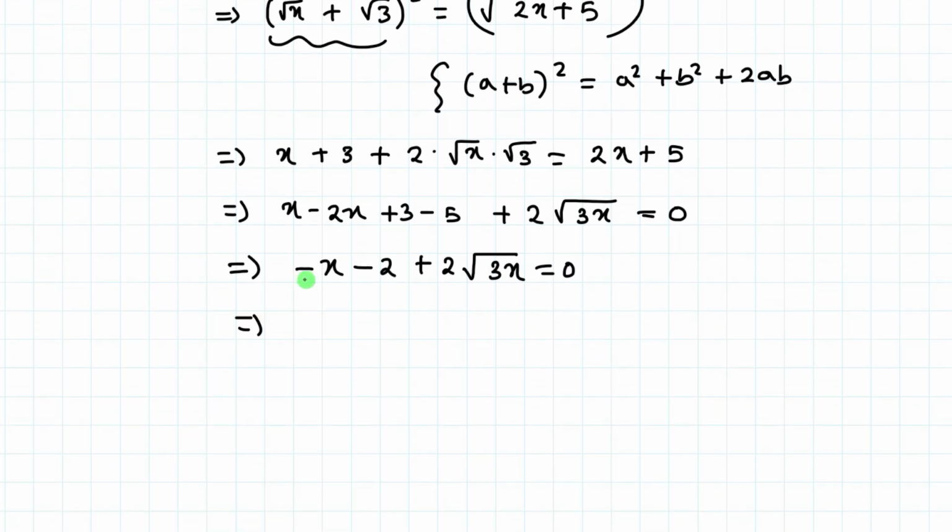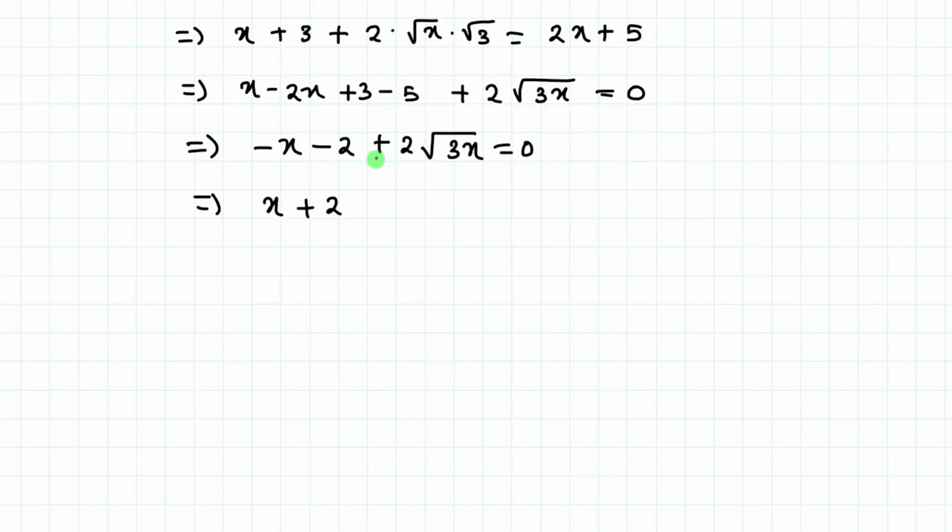Now, in order to convert this negative sign into positive, we need to multiply the whole equation by −1. If I multiply −1 with −x, here we have x. Similarly, −1 will multiply with −2 as well, so this will become plus 2. Here we have a positive sign. If I multiply −1 with +2√(3x), then this positive sign will convert into negative. So here we have x + 2 − 2√(3x) = 0.